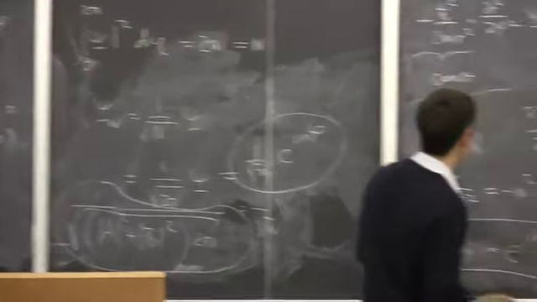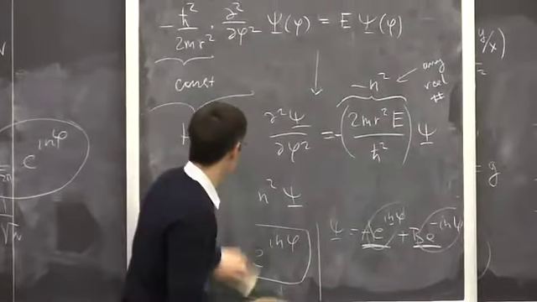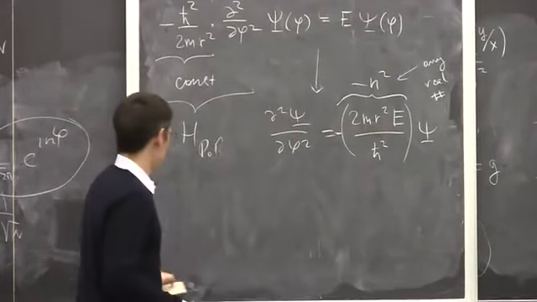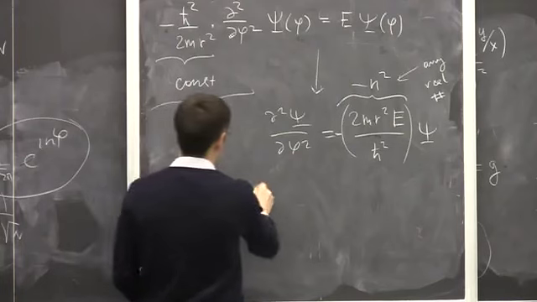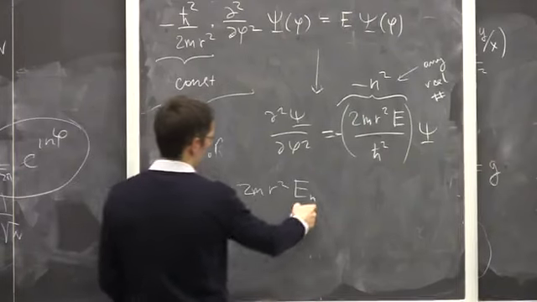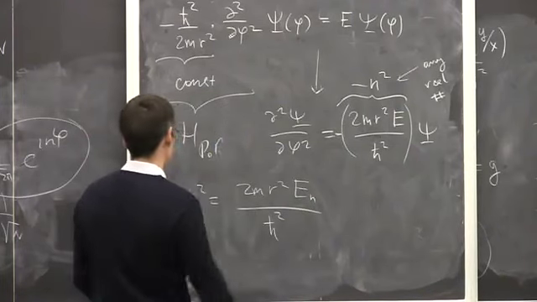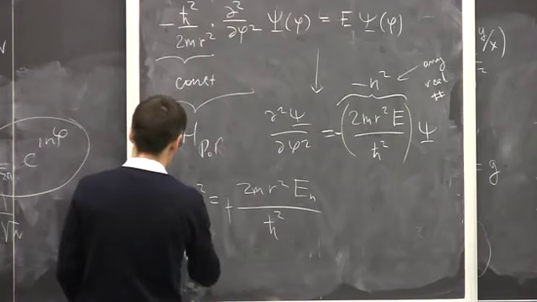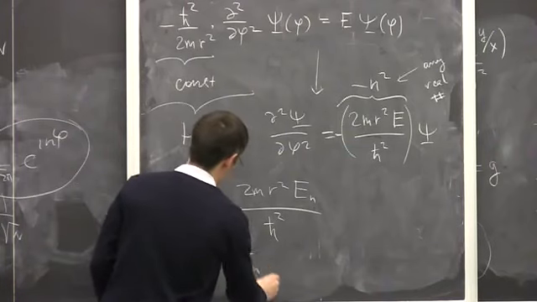They are already here, the E's, right? So what are they? Well, we just need to invert this expression: n squared equals 2mr squared E over h bar squared, with a minus. We will enumerate them by n, right? So that means E equals n squared h bar squared divided by 2mr squared. These are our energies.